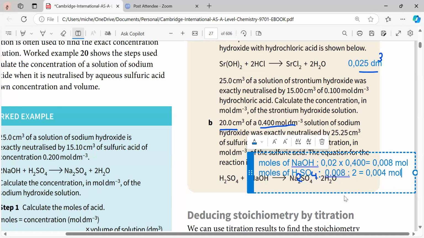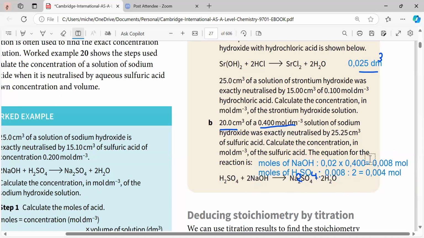So this is the number of moles of sulfuric acid. We already found these two. So we actually need to find the concentration of sulfuric acid. Now we have the moles already. We also have the volume right here, 25.25. 25.25 divided by 1000 would be 0.02525. So I'm going to write this down.